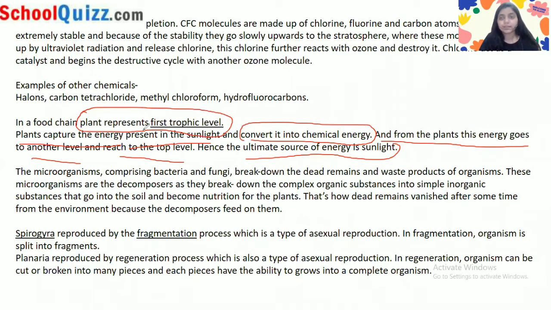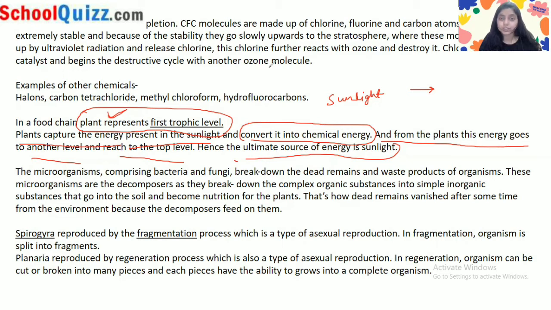So whatever I told you, the ultimate source of energy is the sunlight, and from the sunlight, the plant gains the energy. From the plant, the energy goes to another level and reaches the top level, as the ultimate source of energy is the sunlight. So this is how you conclude the whole answer. Firstly, you have to tell what the question is asking, then you have to describe everything and go on to the concluding answer.